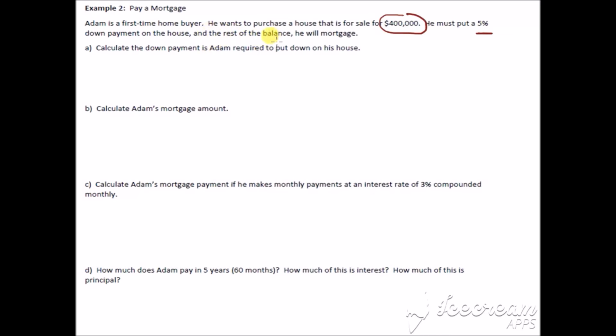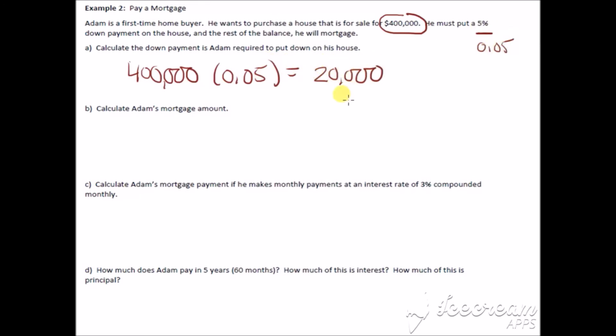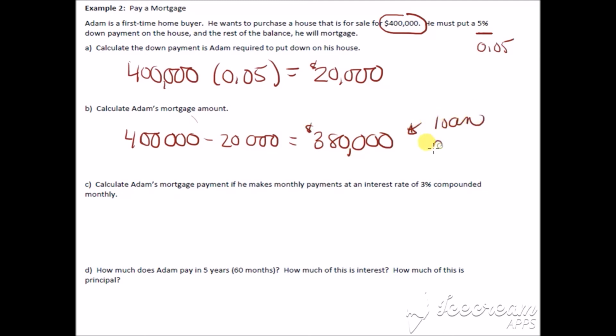And the rest of the balance he's going to mortgage, so he's going to put into a loan. Okay, calculate the down payment that he's required to put on the house. So if we have a $400,000 house and he's required to put 5% down, 5% as a decimal, 0.05, that gives us $20,000. Okay, so he actually has to pay 20 grand on the original amount. So what's going to happen is, instead of owing 400,000, he's going to pay 20 grand, and he's going to owe 380. So this is the actual loan amount.